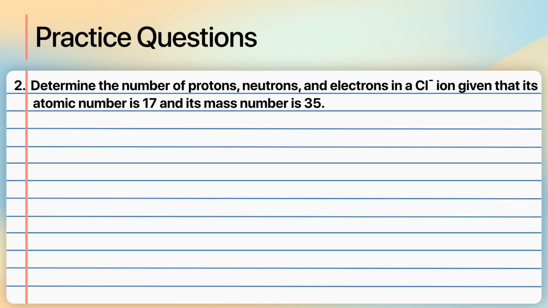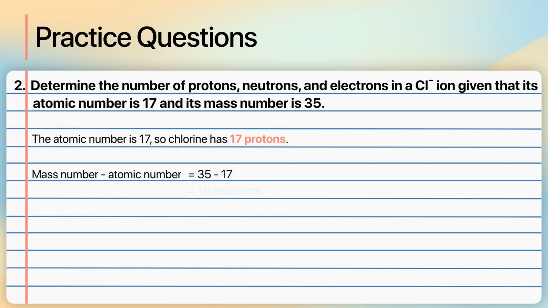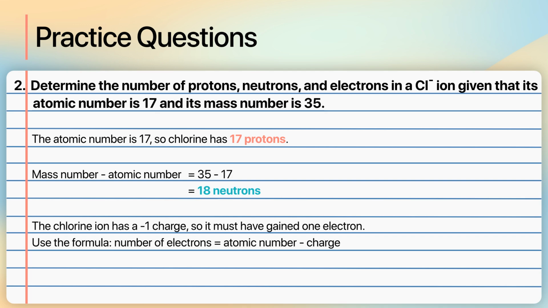Question 2. Determine the number of protons, neutrons, and electrons in a negative chlorine ion, given that its atomic number is 17 and its mass number is 35. The atomic number of chlorine is 17, so there are 17 protons. Moving on to neutrons. The mass number minus the atomic number is 35 minus 17, which gives us 18 neutrons. Finally, electrons. Since the chlorine ion has a -1 charge, it has gained 1 electron. Therefore, the number of electrons is atomic number minus charge, which is 17 minus -1, which equals 18 electrons.